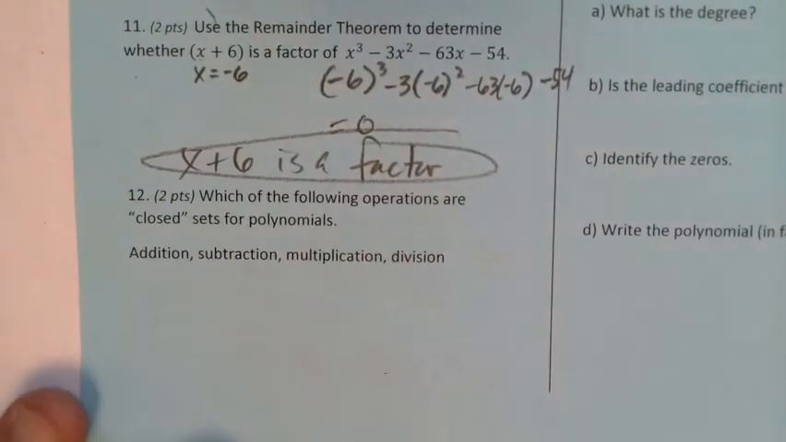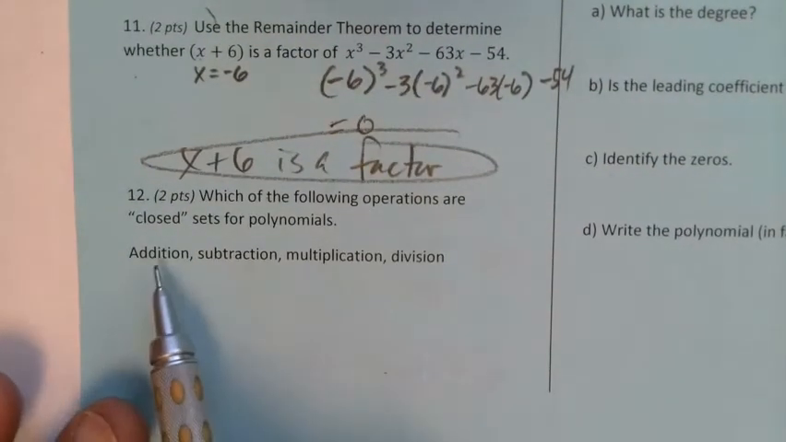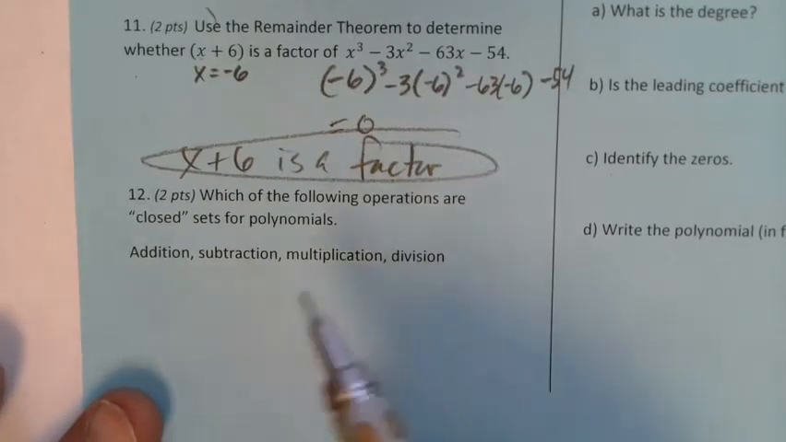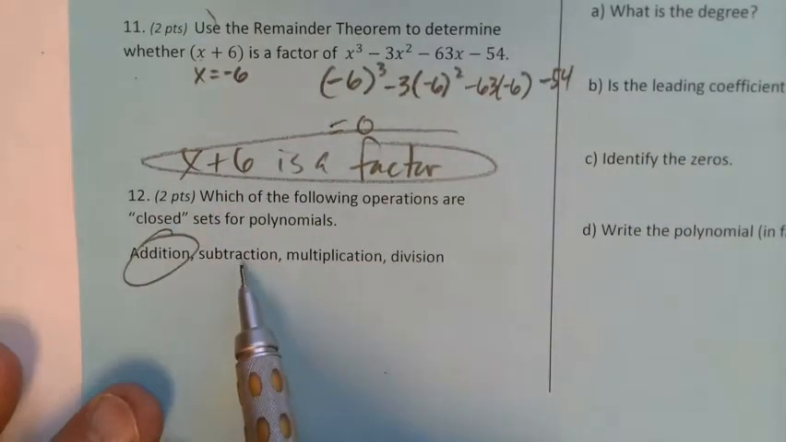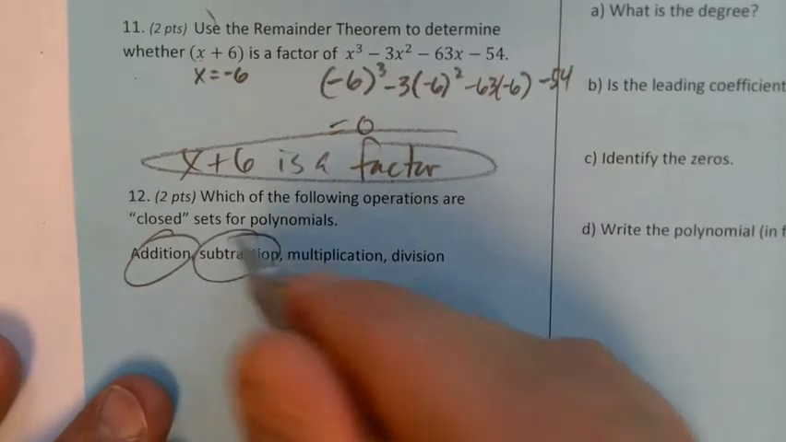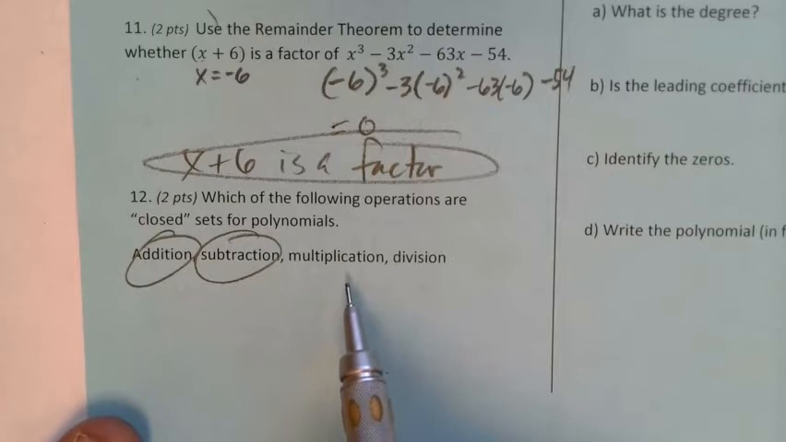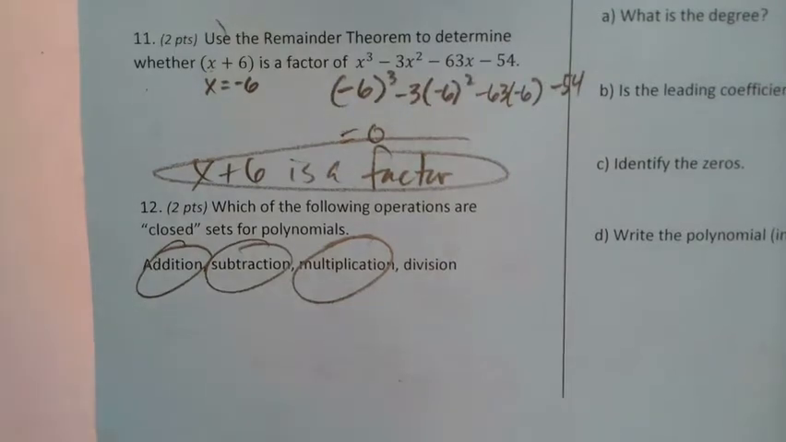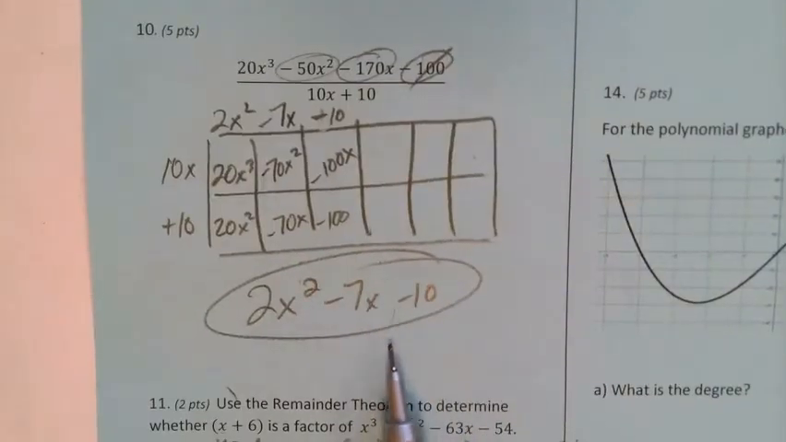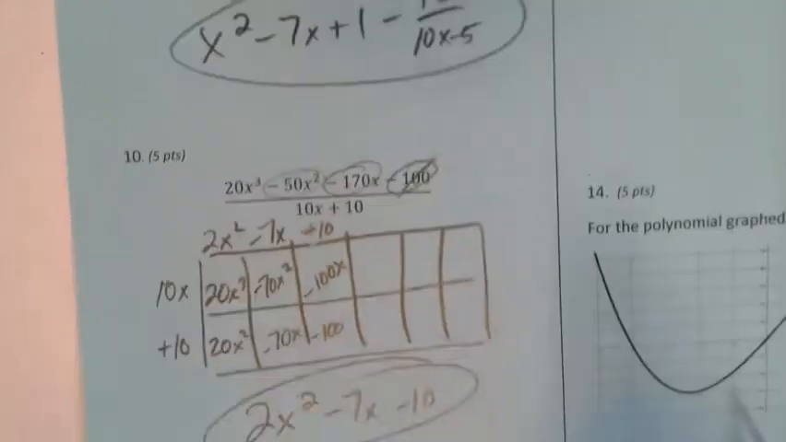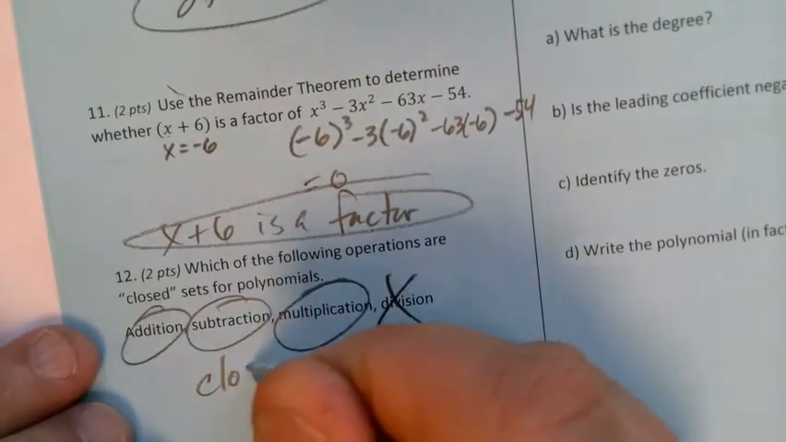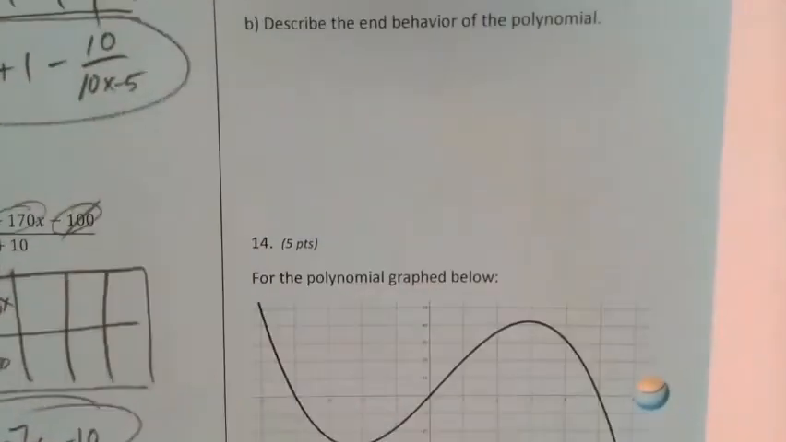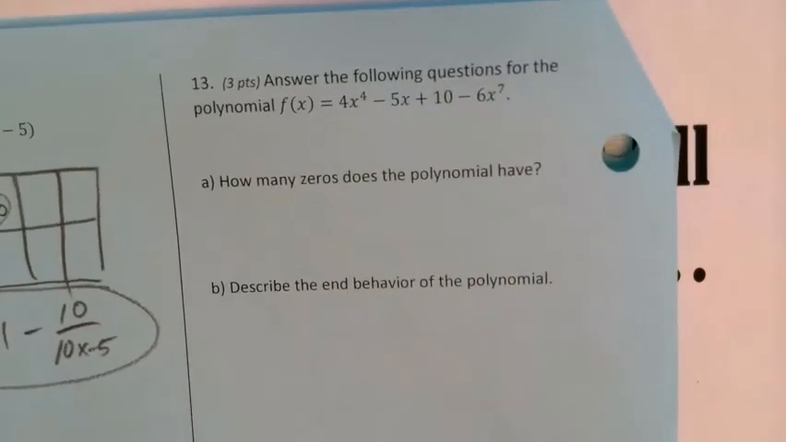Okay, which of the following operations are closed sets for polynomials? Closed means if I add a polynomial to a polynomial, I get a polynomial. Good. Subtraction, if I subtract a polynomial from a polynomial, I get a new polynomial. Good. Multiplication, if I multiply a polynomial by a polynomial, I get a new polynomial. Division, if I divide a polynomial by a polynomial, sometimes I get a polynomial, but like up here on number 9, I didn't, because that's not a polynomial. That's a fraction of polynomials. So division is not. So these are closed. Perfect. Okay, now I'm going to use this for all the rest of these.